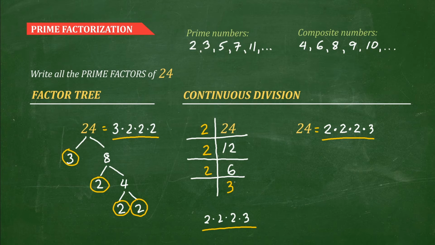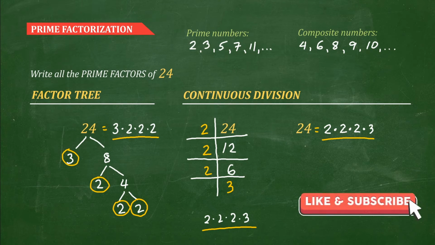Take note that the prime factors we got are consistent with the answers we got from the other two methods. Also, take note that the arrangement of these numbers doesn't matter. Because multiplication is commutative, they're all equal to 24.